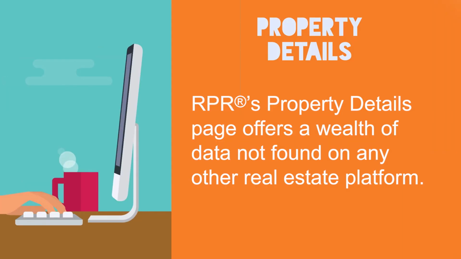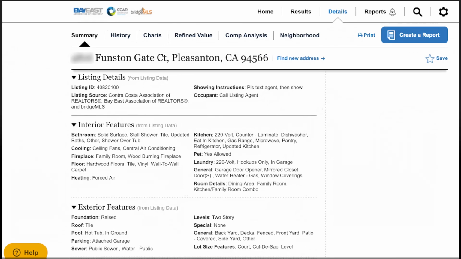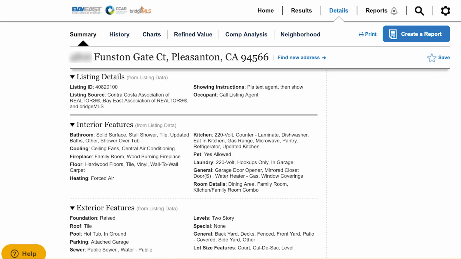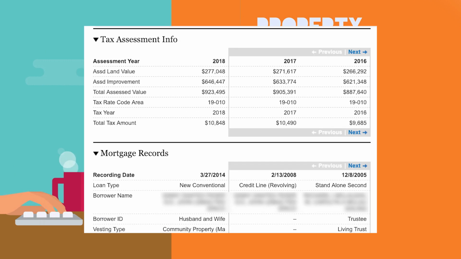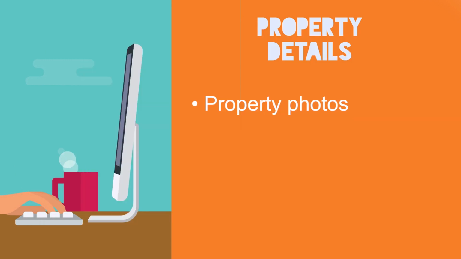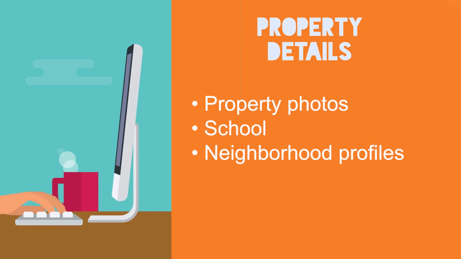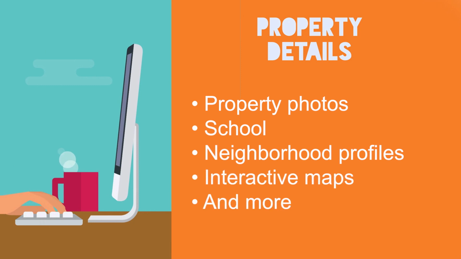Property details. RPR's property details page offers a wealth of data not found on any other real estate platform. Here you will find sales, tax, and mortgage histories, property photos, school and neighborhood profiles, interactive maps, and much more.